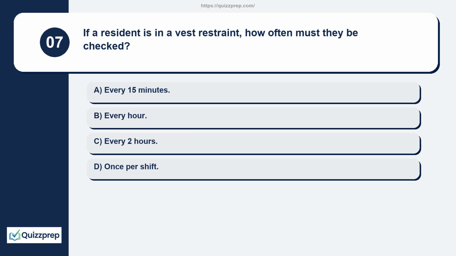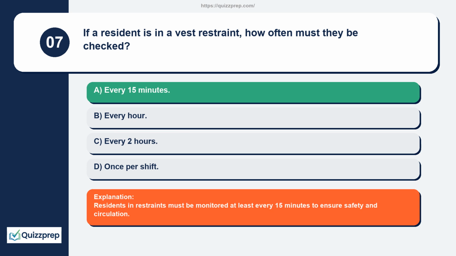Question 7. If a resident is in a vest restraint, how often must they be checked? Every 15 minutes. Every hour. Every 2 hours. Once per shift. Residents in restraints must be monitored at least every 15 minutes to ensure safety and circulation.